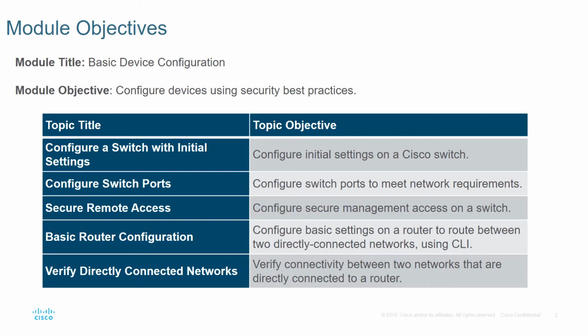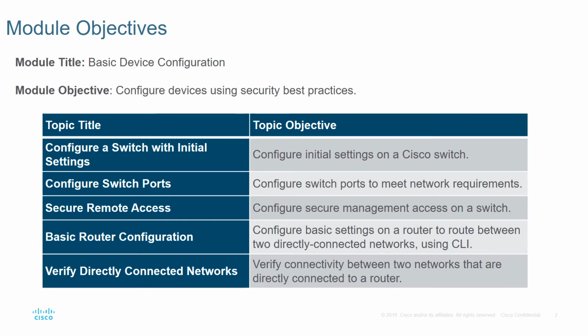There are 5 topics in this module. We will see the topics as well as their objectives. The first topic is configure a switch with initial settings. The objective of this topic is how to configure the initial settings on a Cisco switch. The second topic is configure switch ports. The objective of this topic is how to configure the switch ports to meet network requirements.